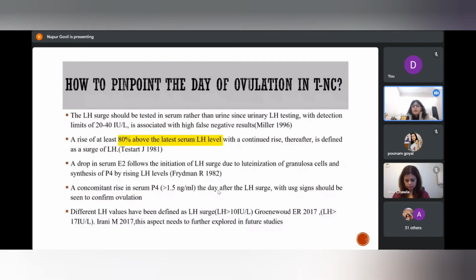To pinpoint the day of ovulation, the evidence recommends that serum LH testing should be preferred over urinary LH testing. If the rise of LH from the previous values is more than 80%, it indicates ovulation, and it should be accompanied by a concomitant rise in progesterone and a fall in estrogen levels.